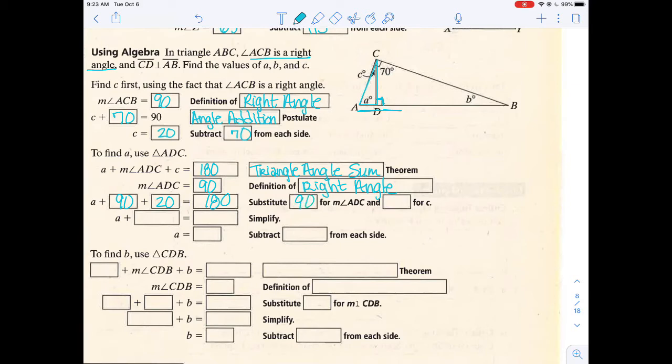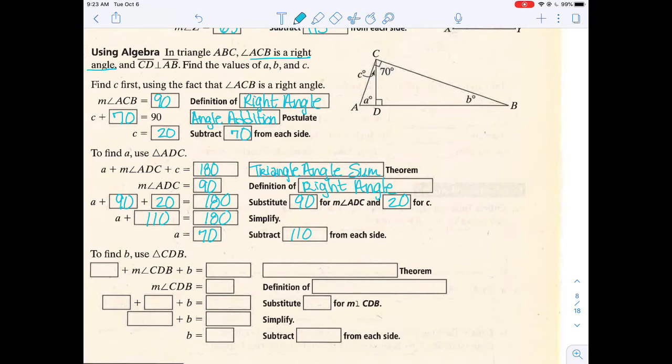So we just substituted in 90 and 20. 90 and 20 is 110. Still has to equal 180 degrees. If we subtract 110 degrees from both sides, we get A is 70. Right? So there's two things that we know. Now, all we have left to do is find B.